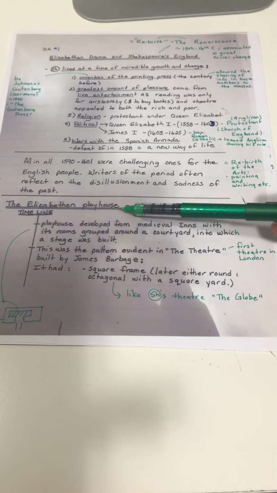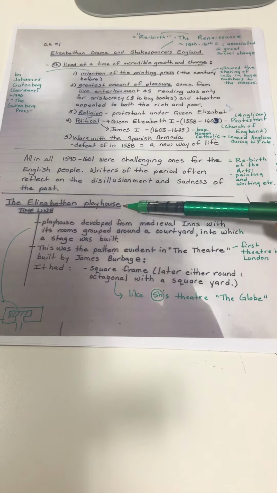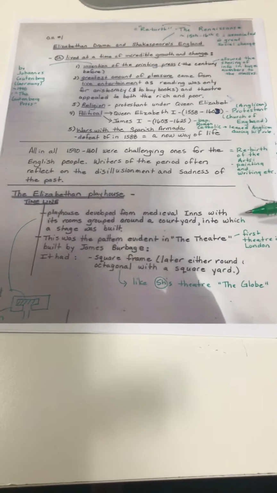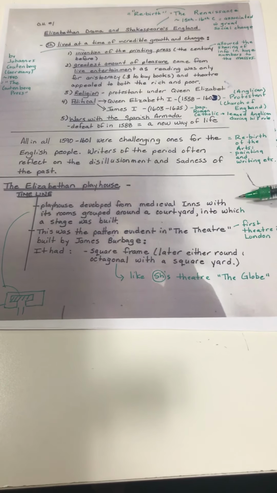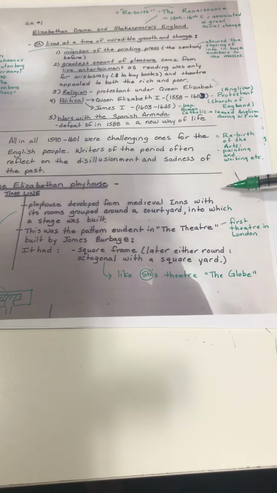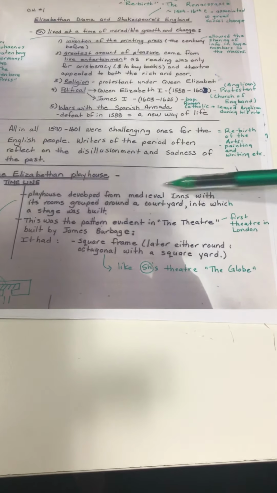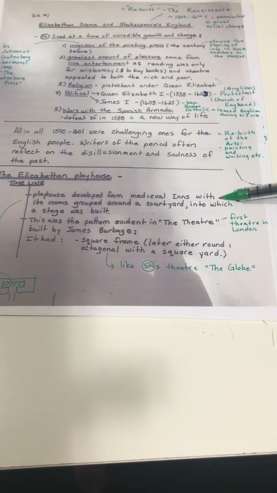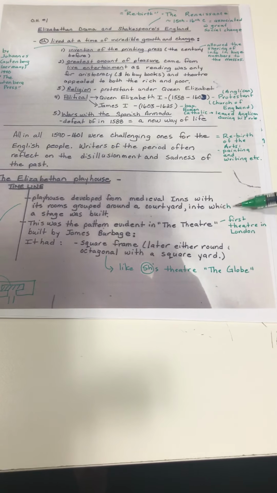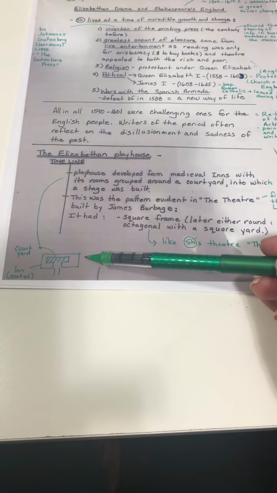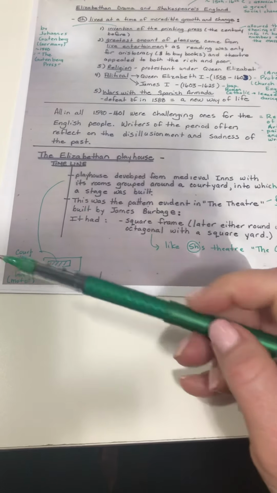So talking about the structure, the actual theater itself. So the timeline here, taking a look at where did the idea come from to create a building where you could host live theater. So the Playhouse developed from medieval inns with its rooms grouped around a courtyard into which a stage was built. So let's take a look at my very artistic depiction here.